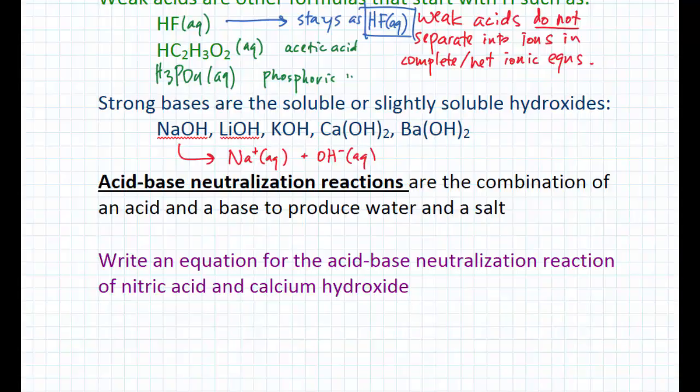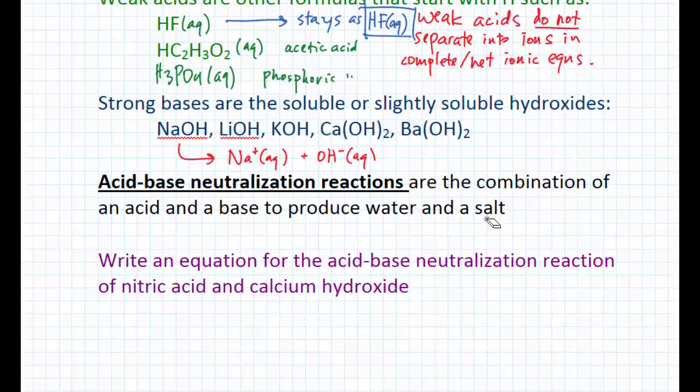And when we mix an acid and a base, we have an acid-base neutralization reaction that works just the same as those exchange reactions that we had before, with those ionic compounds. So if we combine an acid and base, we'll produce water as one product. The other product is an ionic compound that's referred to as a salt.